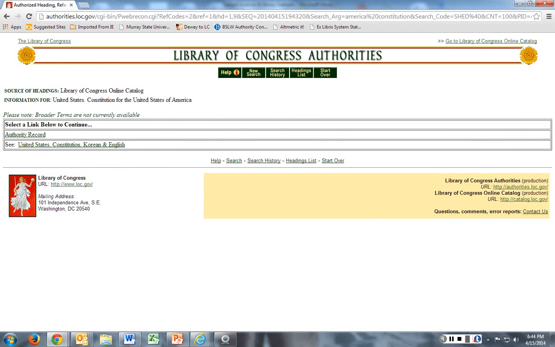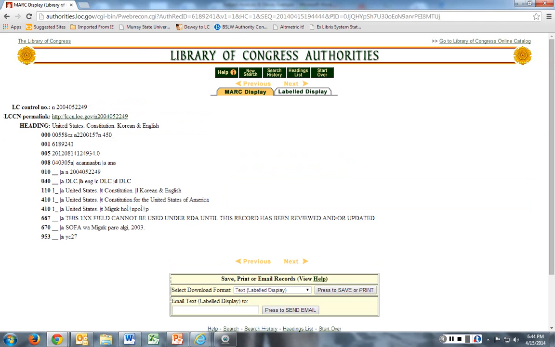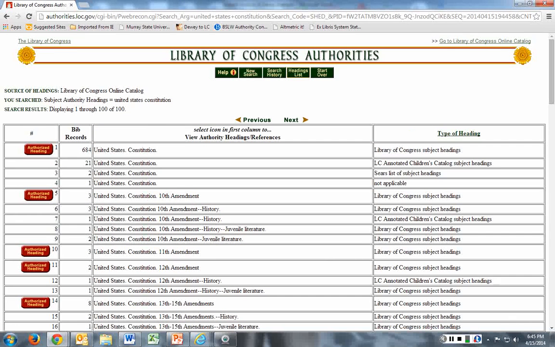That's interesting. I don't think my work is in English or is in Korean. So I'm going to go to the authority record for that, see if that helps me out. Well, not really. But I'm going to use this United States Constitution to see if I can find that searching in subjects. And it's right at the top here, United States Constitution.